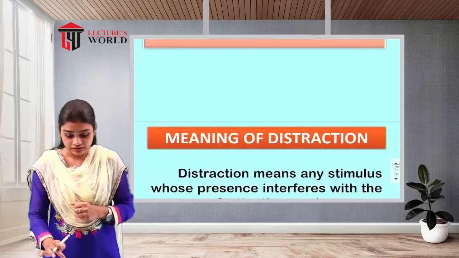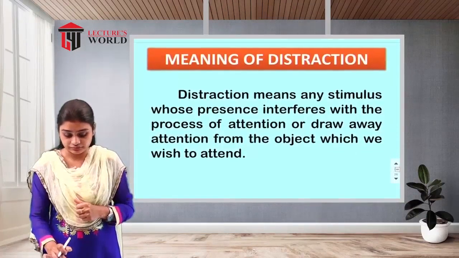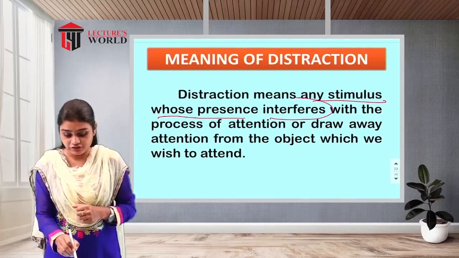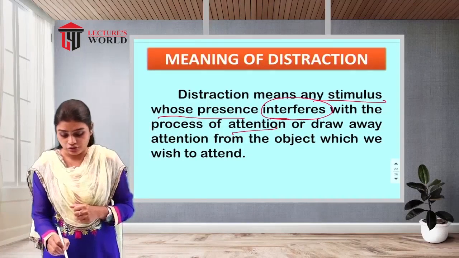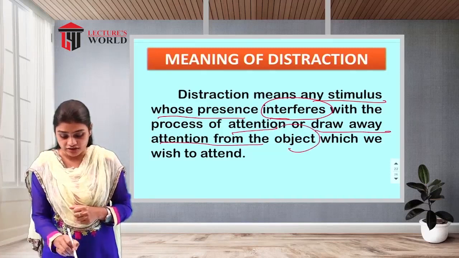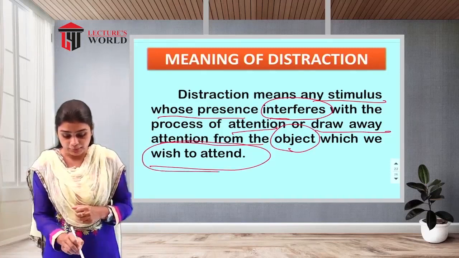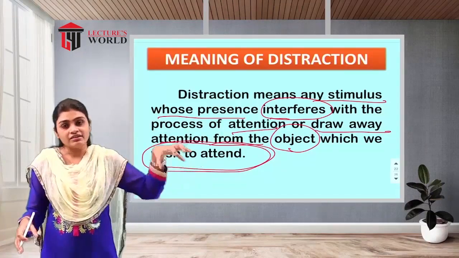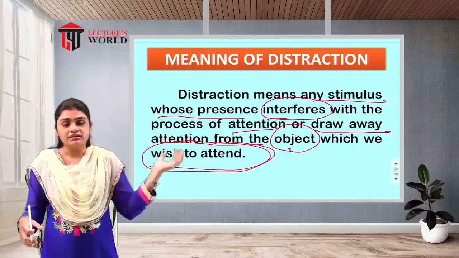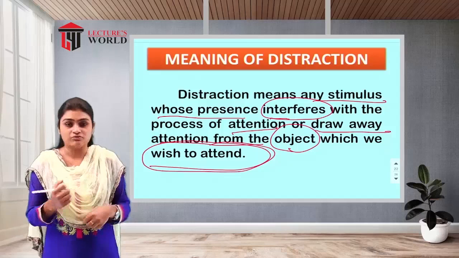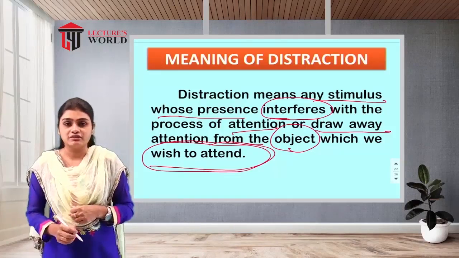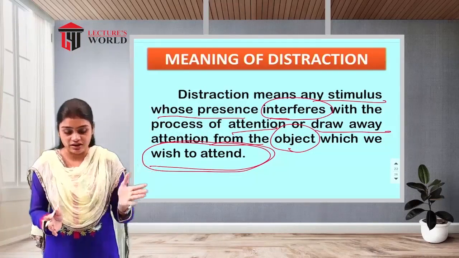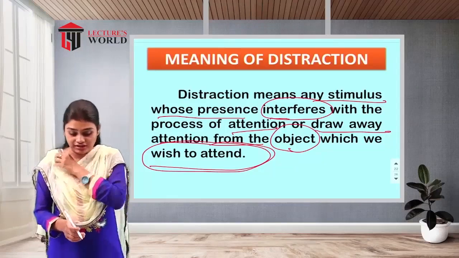So let's see the meaning of this distraction. Distraction means any stimulus whose presence interferes with the process of attention or draws attention away from the object which we wish to attend. For example, I wish to attend my call right now, but some event is simultaneously going on elsewhere, and my attention goes there at the same time. So that is called distraction. From one object or stimulus, we are shifting our attention somewhere else.